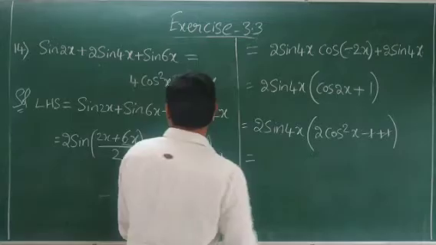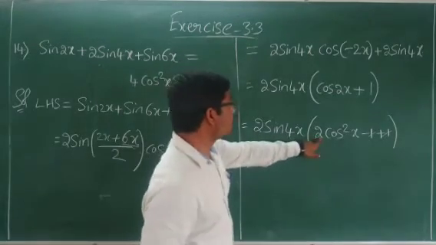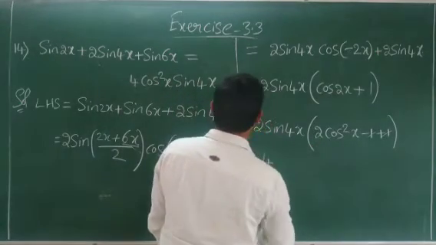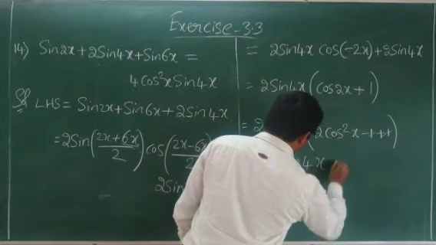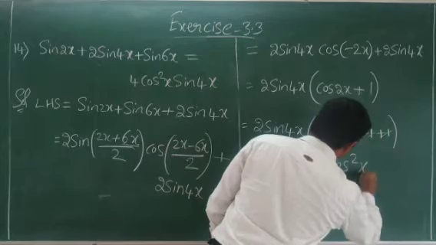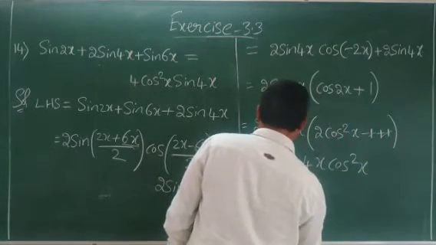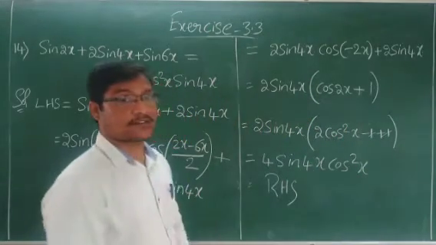So here what do we get now? 2 into 2, that is 4 sin 4x into cos square x. So this is your result, the RHS.